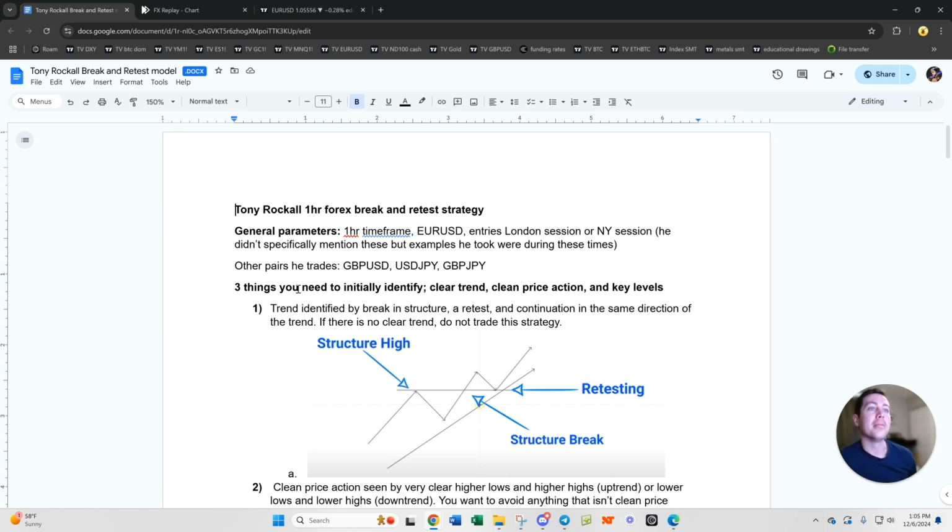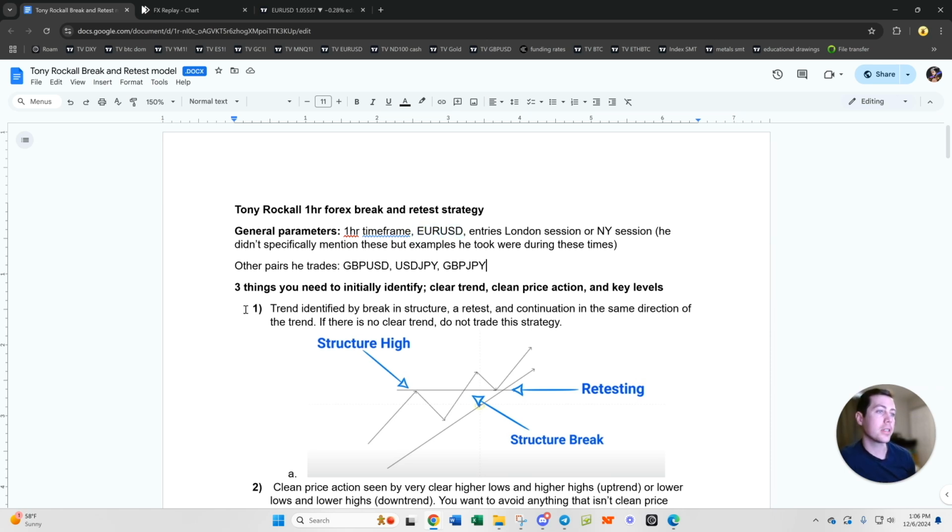So overall today we're going to be doing a backtest on the euro during both London and New York sessions. During the video he didn't specifically say only trade this strategy during a specific session, but a couple examples he took were during London/New York time, so we'll just trade both sessions. He does also show in some of his videos other forex pairs that he trades, so you could potentially use this strategy on those as well. We're going to focus on the euro today specifically.